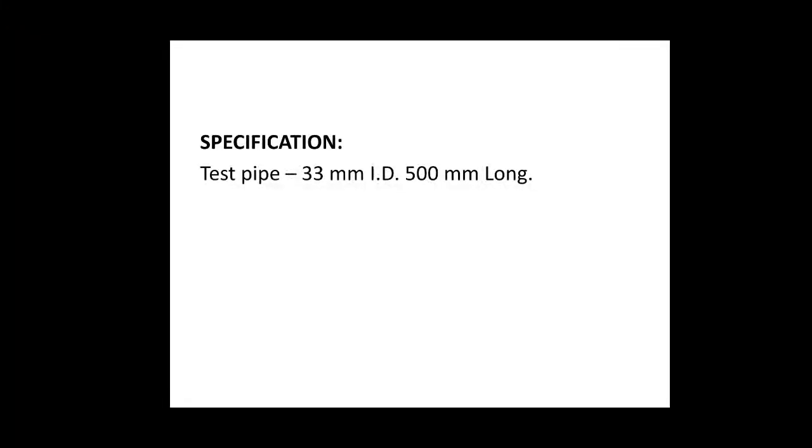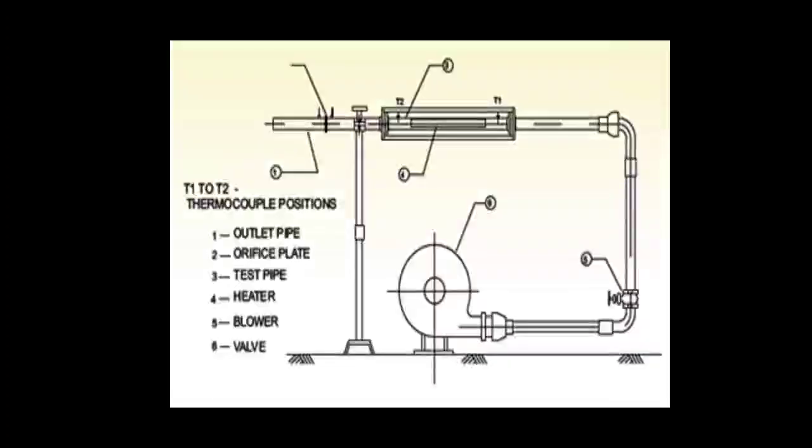This is the cylindrical enclosure inside which the test surface is fitted. We will measure the heat transfer coefficient of this test cylinder inside this enclosure. The specification of the test pipe is 33 mm internal diameter and 500 mm in length. Since we cannot see the test surface inside the cylinder properly, I have given a schematic diagram here.